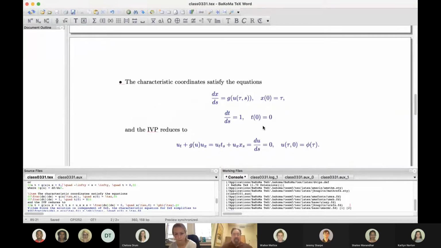So now, if I go back to my PDE, I had u_t plus g of u times u_x, but this is the same as u_t t_s, which is 1, plus u_x x_s, which is g, but this, by the multivariable chain rule, is du/ds. So now I just have this ODE, du/ds is equal to 0. So that drastically simplifies the original PDE to this ODE. And then the initial value comes straight from the initial data. And since tau is equal to x on the x-axis, it's 5 tau.